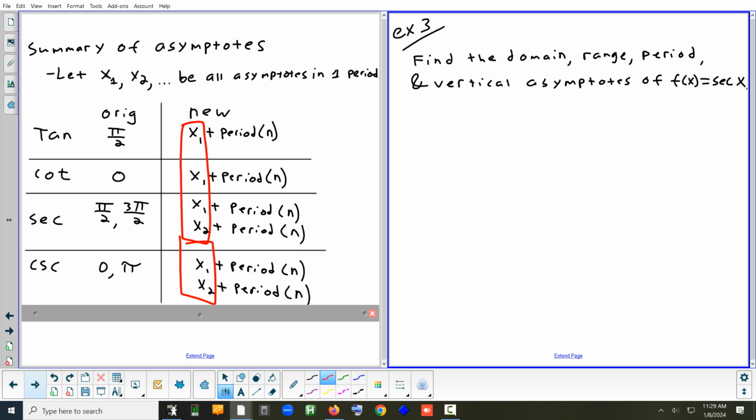All right, let's try finding domain, range, period, and asymptotes for secant. Now, this is just a regular secant, no transformations at all. Let's start with the vertical asymptotes. For secant, what are the asymptotes that we start with? Yep, pi over 2 and 3 pi over 2.